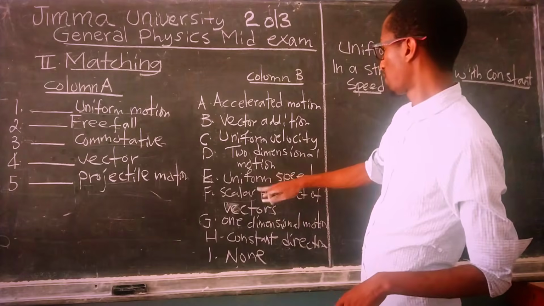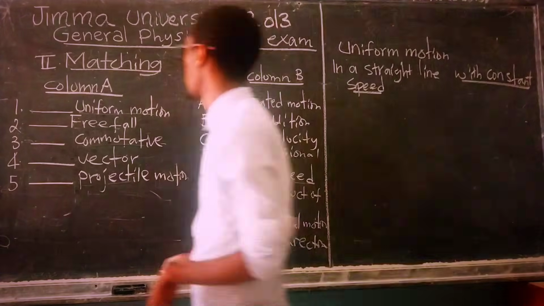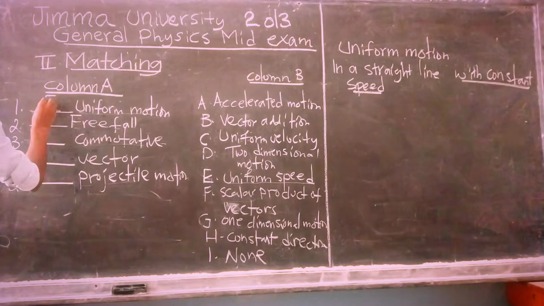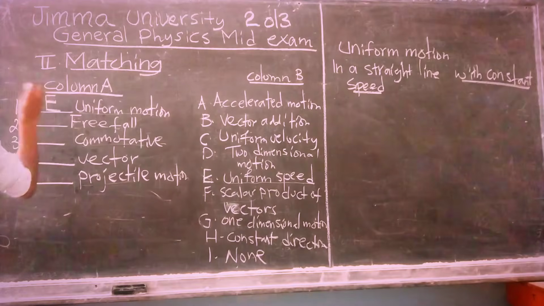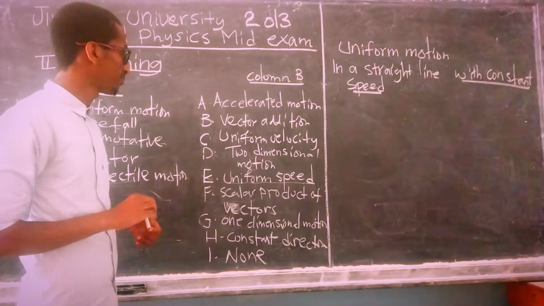So here we have constant speed or uniform speed. So we have here uniform speed. So it is E. So this is uniform motion.